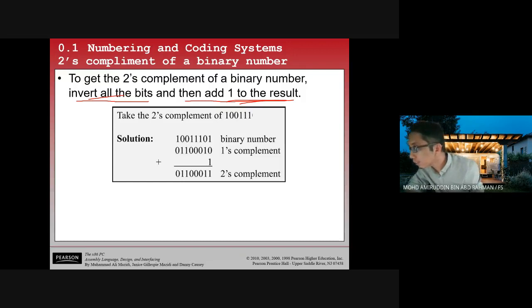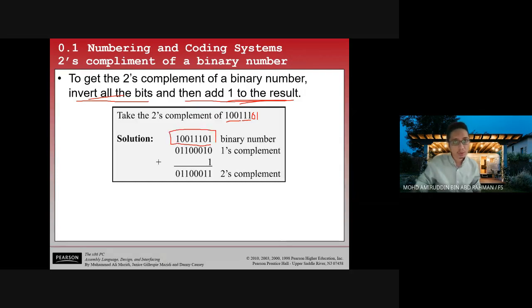So all right, there's something missing here. The number here should be like this. So the number should be 10011101. This is the binary number.